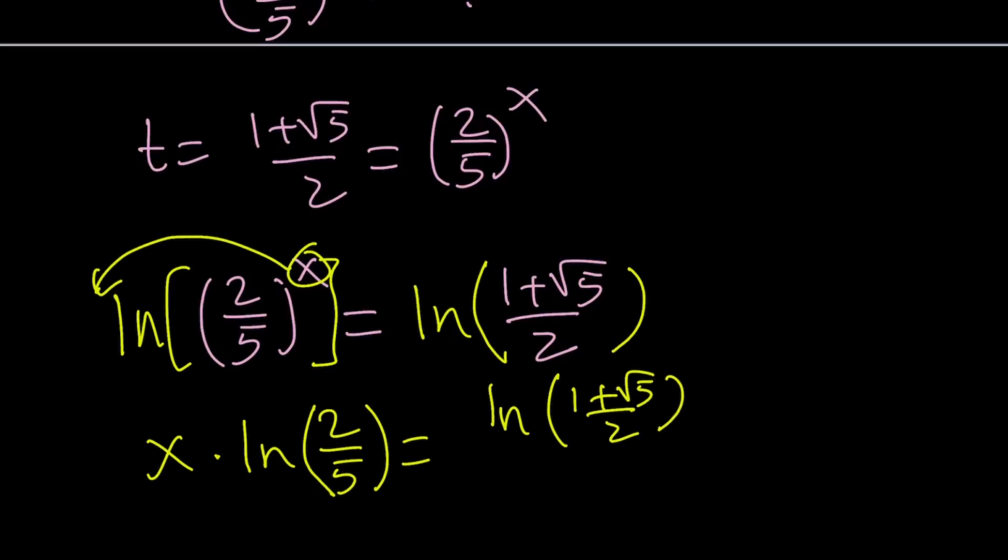And why did I write it like that? Because I'm going to divide both sides by ln 2/5, and that's going to give me the x value. So it's just a ratio of two ln's, numerical values, so we can basically find x from here. Make sense? Yeah, hopefully it does. I mean, it should, right?